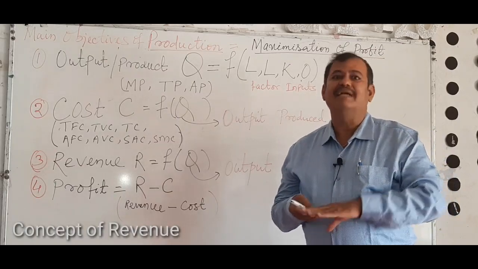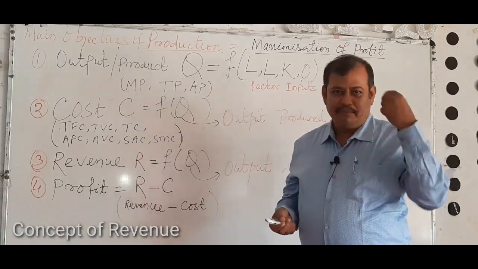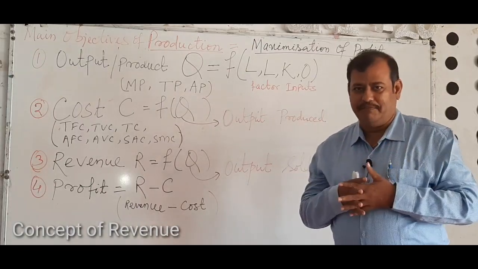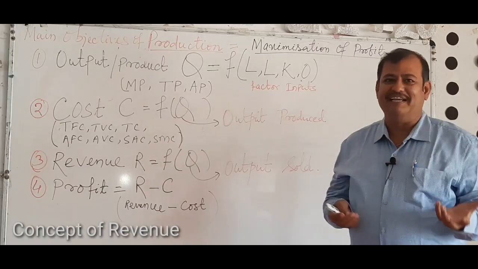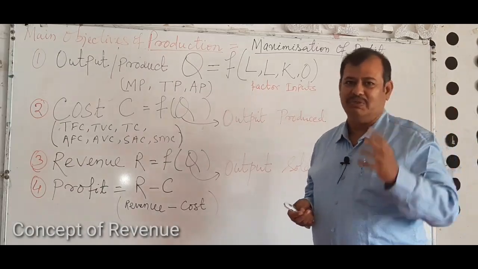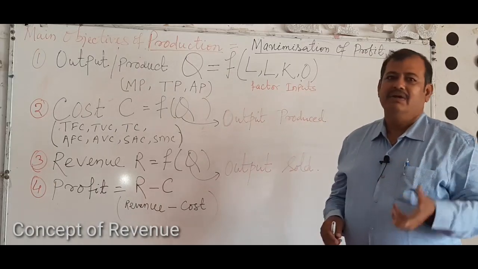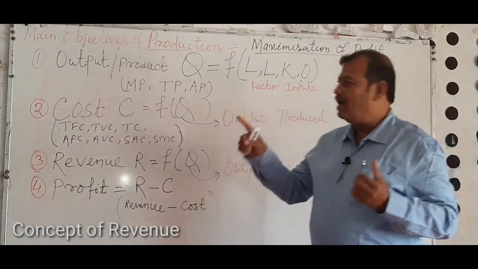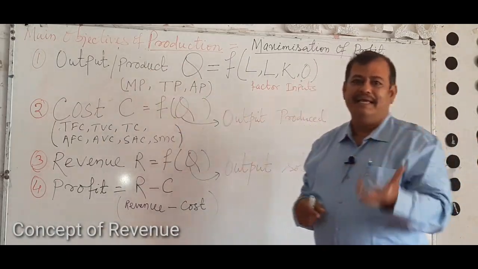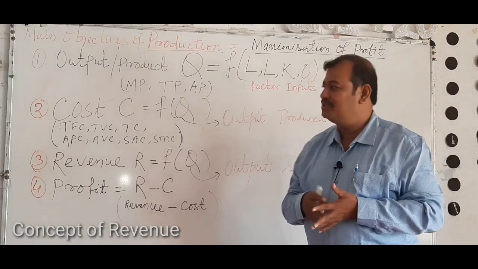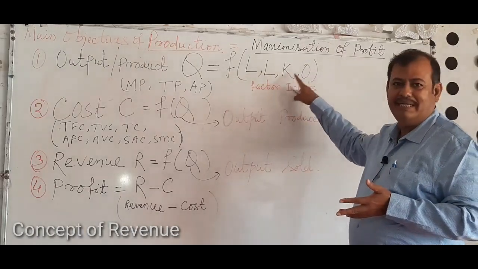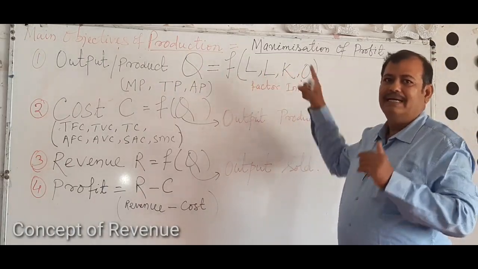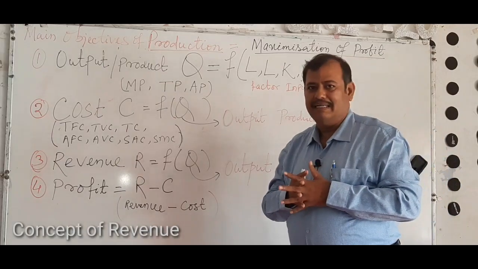Who is a producer and what is the main objective of a producer? A producer is an economic agent who produces goods and services for maximum profit. And to get the profit, what does the producer or a firm do? When a firm wants to produce goods and services, that is the output or the product, then he takes the help of various factor inputs like land, labor, capital and organization. That means output is a function of land, labor, capital and organization.